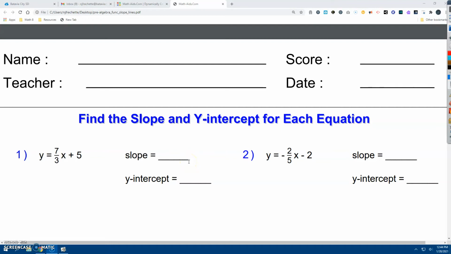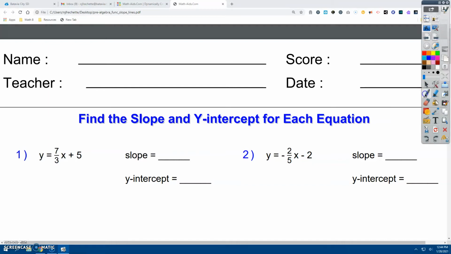Mr. Fichette back again. This week we're talking about slope, how to identify slope, and the y-intercept from the actual linear equation, or the slope-intercept form as we call it. So, let's get started. I got a couple problems here that we're going to take a look at. Before we do that though, we're going to do a little bit of review.